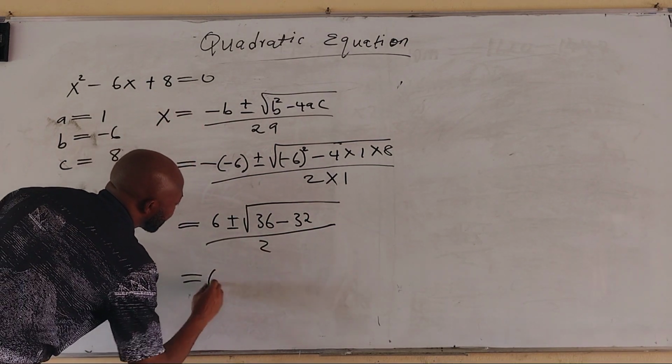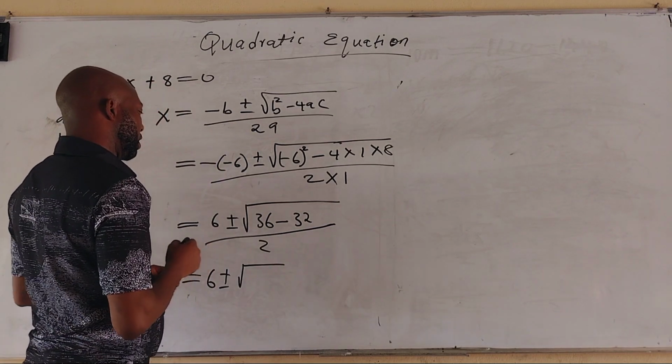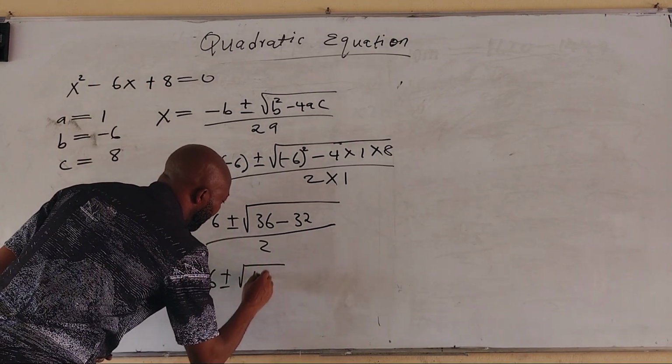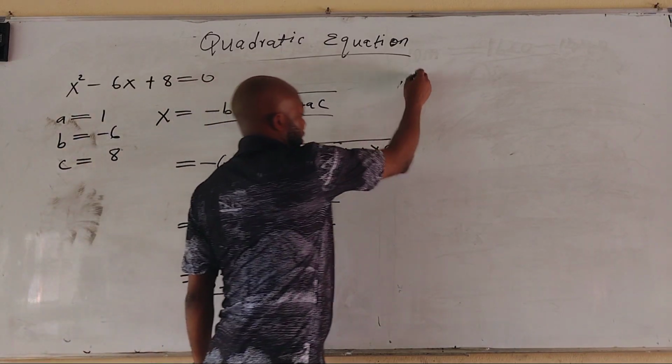And this is 6 plus or minus the root of, okay, that's 4 over 2. Let's come over here.